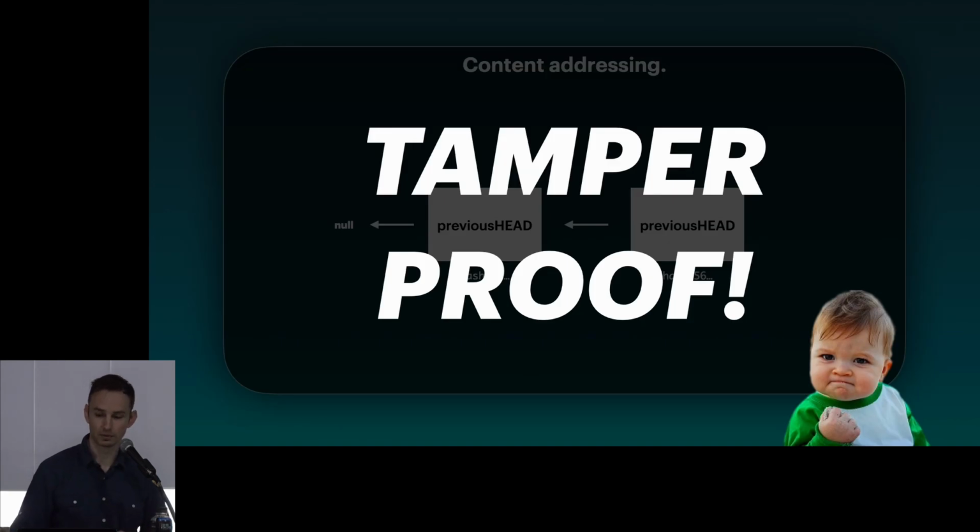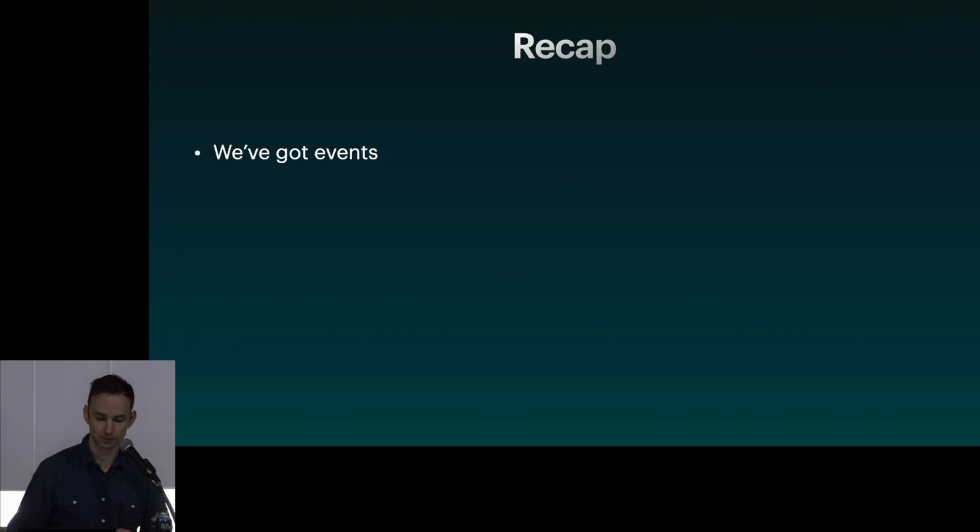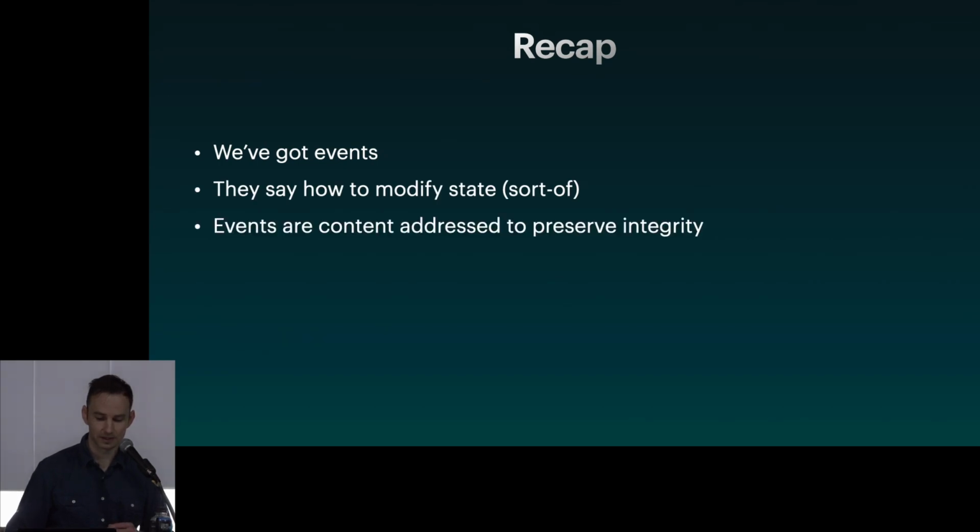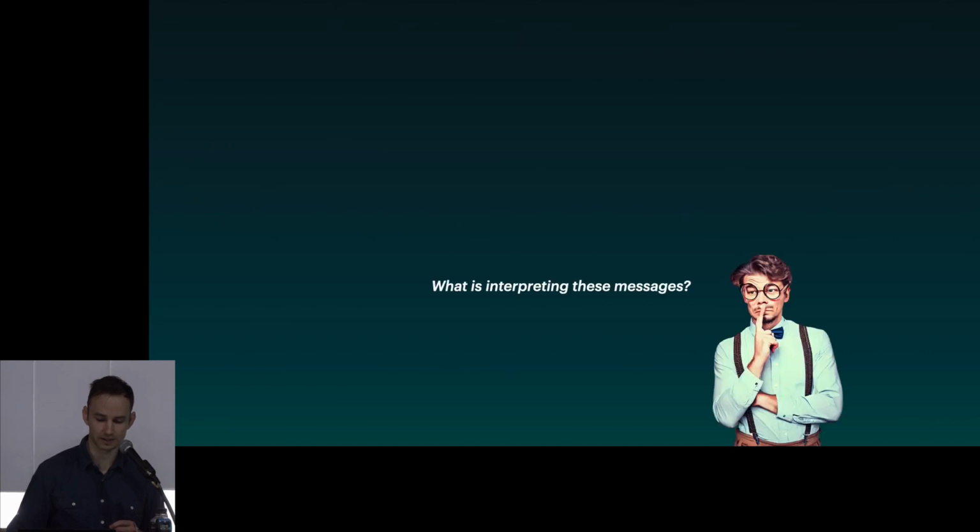Okay, we have a tamper-proof chain of events. Awesome. Recap. We've got events. We say how they modify the state, sort of. Events are content addressed to preserve integrity. Everything is stored in a key value database. What's next? Well, what is interpreting these messages? Better yet, what is a message?